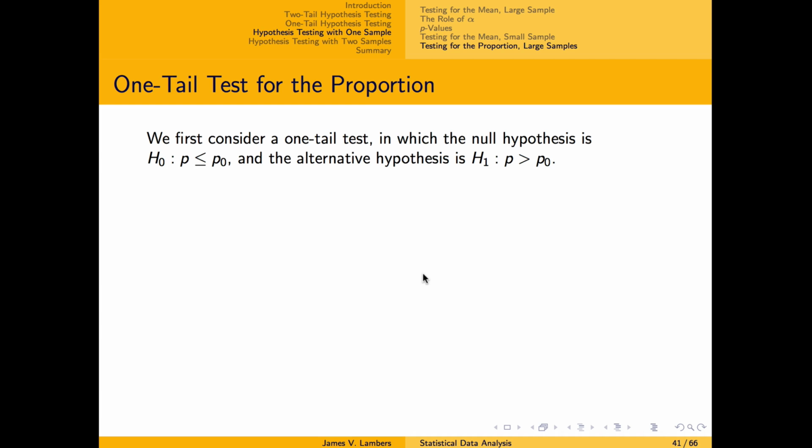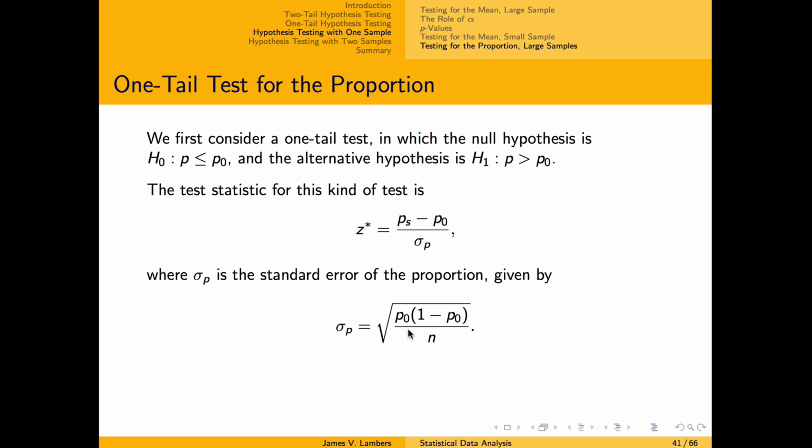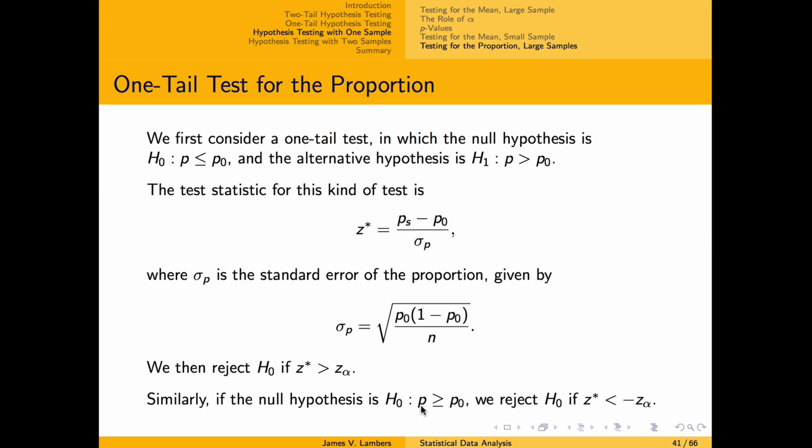We first consider one-tailed tests. We will see that the process is entirely analogous to testing for the mean. We compute the test statistic in the same way as before, sample value minus hypothesis value divided by the standard error, where standard error in this case is a previously defined standard error of a proportion. Then, as with testing the mean, if a null hypothesis is H0: p less than or equal to p0, we reject H0 if z star is greater than z alpha. On the other hand, if a null hypothesis is p greater than or equal to p0, we reject H0 if z star is less than minus z alpha, just like for the mean.